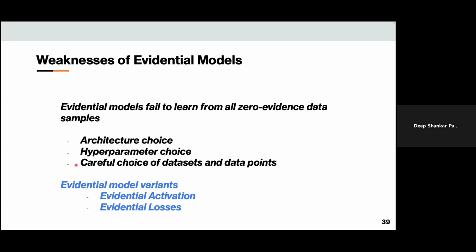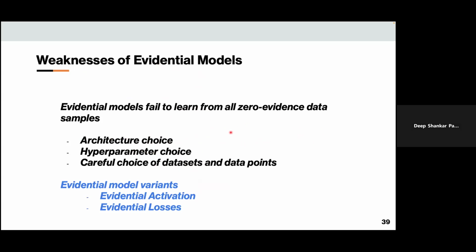And this basically explains the earlier observations where we see the failure of evidential model with the architecture choice, the hyperparameter choice, and the datasets choice. So if our architecture choice is good enough that the model can avoid the zero evidence region, the evidential models may work. Similarly, if we carefully select the hyperparameters, the model may work. But the models are not at all robust.